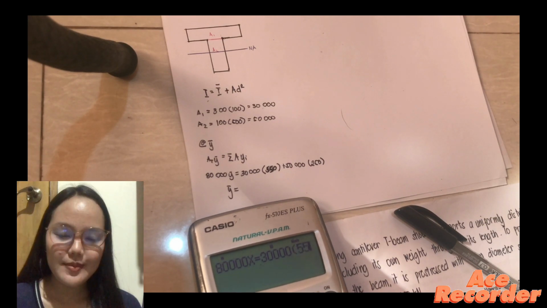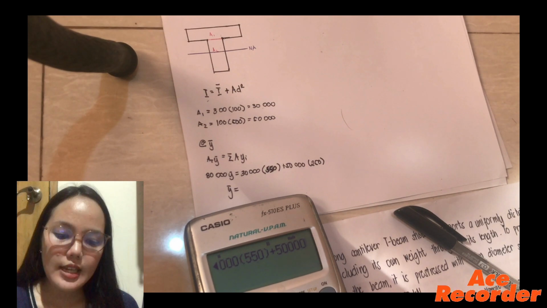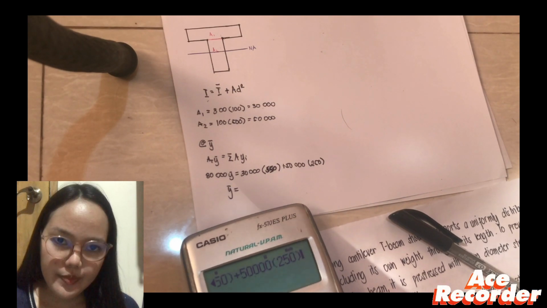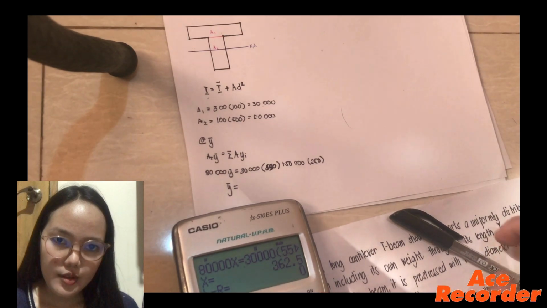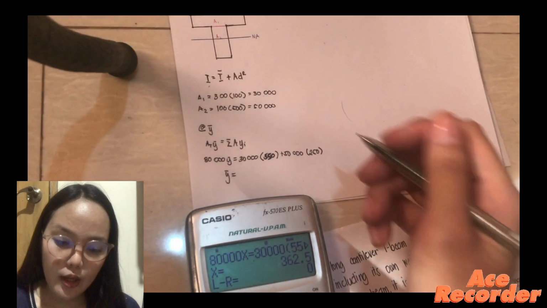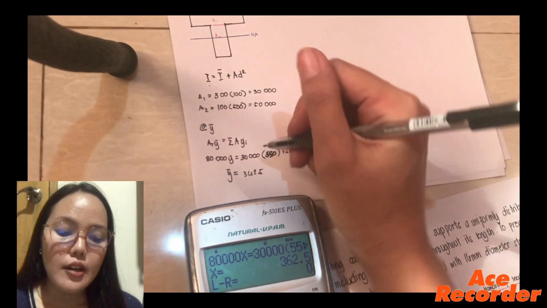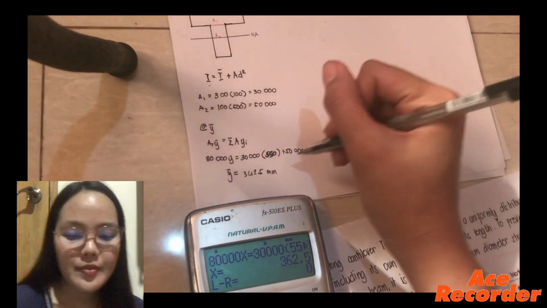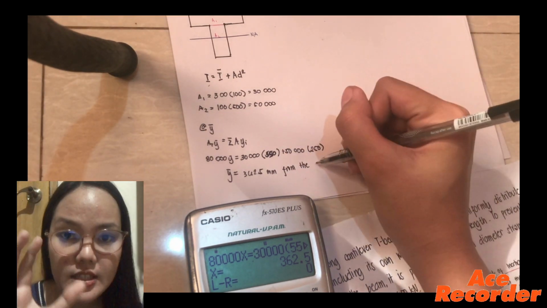Now, if we calculate this equation, we will get y bar equals 362.5 millimeters from the bottom fiber. Okay, y bar is the center of gravity of the T-beam.